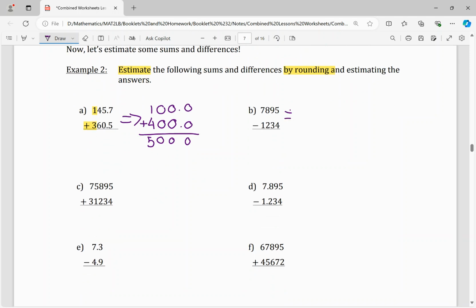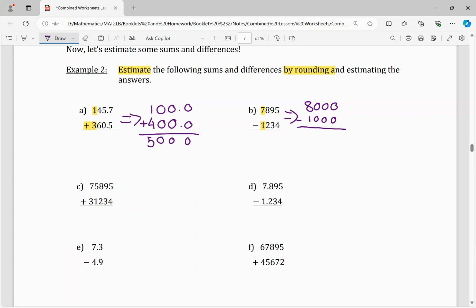Let's take a look at example B. We're estimating this difference, so we're going to round the numbers first. 7,895, we're going to round to the 7. The 7 is going to round up because of the 8, so this is going to become 8,000. 1,234, we're going to round the 1. That 1 is going to round down because of the 2, so this is going to round down to 1,000.